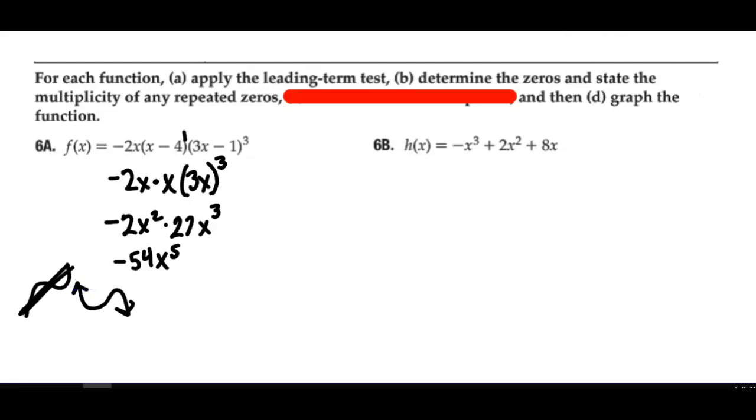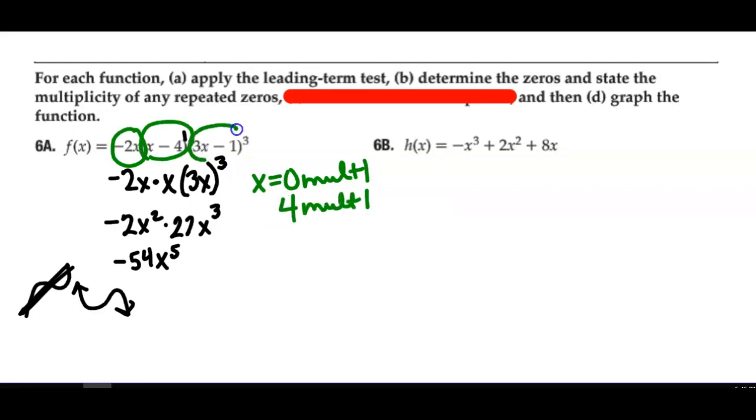Now, I don't really care about the 54. You can ignore all the numbers and just look at the fact that it had a negative, okay? Determine the actual zeros. If we set that equal to 0, we get x equals 0, and that's multiplicity 1. You don't have to write that if you don't want. It has here a 0 at 4, multiplicity 1 again. And back here, be careful, 3x minus 1 equals 0 would mean 3x equals 1, x equals 1/3. And that one was multiplicity 3.